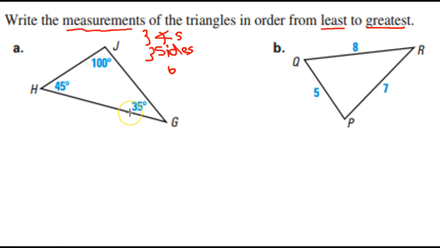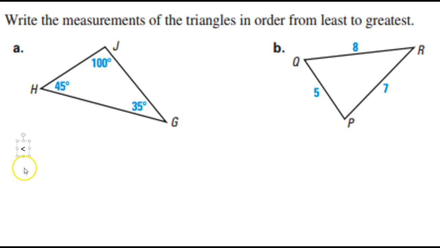When you're given angles, it's pretty easy to put the angles in order from least to greatest, because 35, then 45, then 100. So you would want to name your angles. We would say the measure of angle G is less than, because we're doing least to greatest, the measure of angle H, which is less than the measure of angle J. This is how you would order the angles from least to greatest.